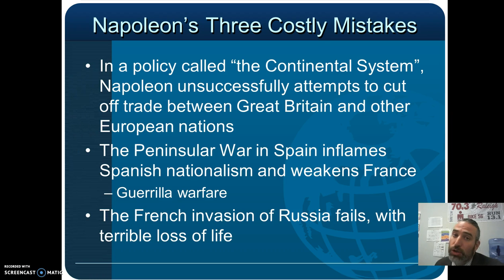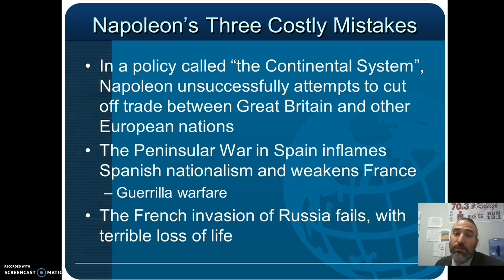The third and largest costly mistake that Napoleon makes is he decides to invade Russia, and that's going to fail with terrible loss of life. It's estimated that he enters Russia with 500,000 troops, and he makes it all the way to Moscow. But by the time he reaches Moscow, the Russians used a style of warfare called scorched earth, where they destroy everything in front of the army.